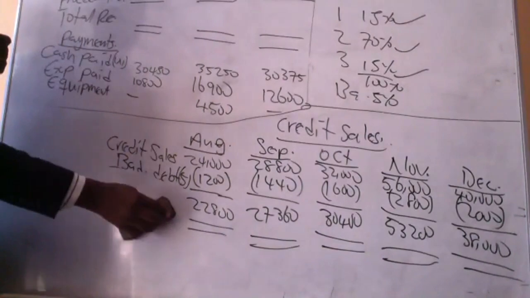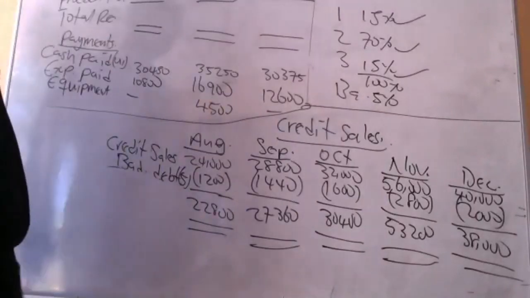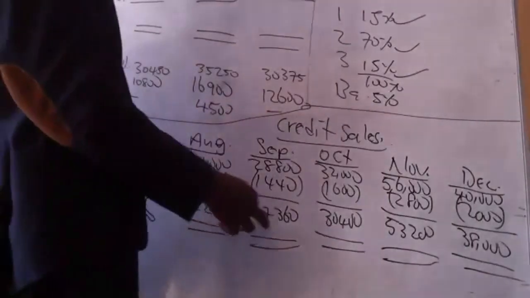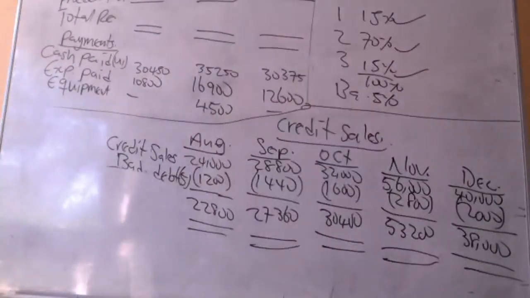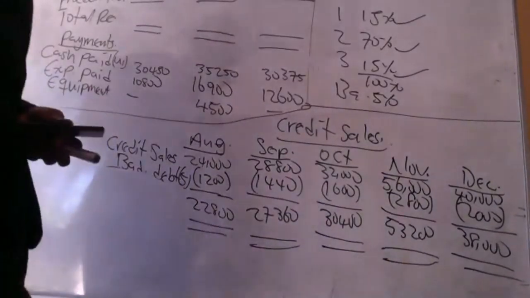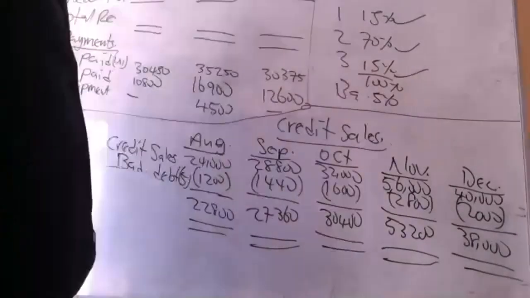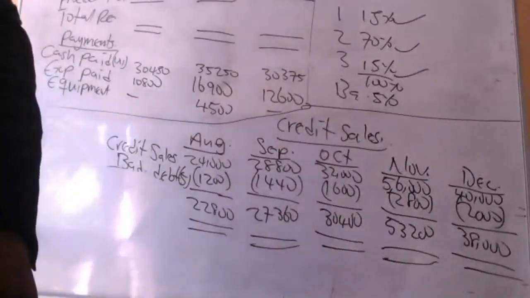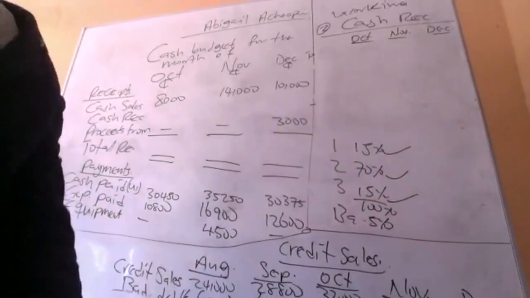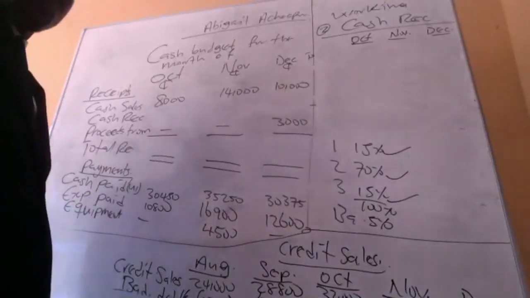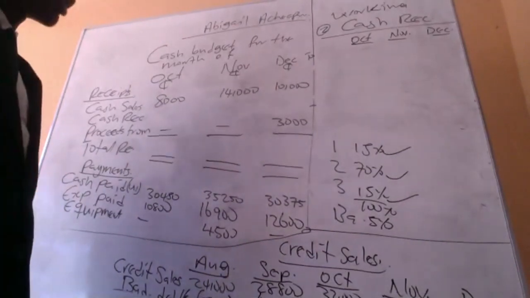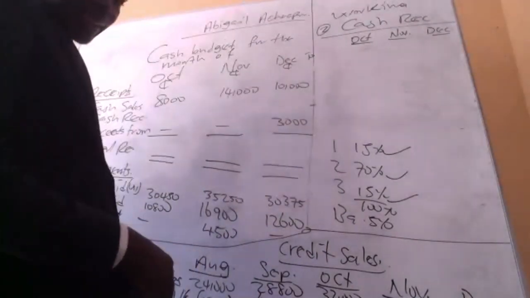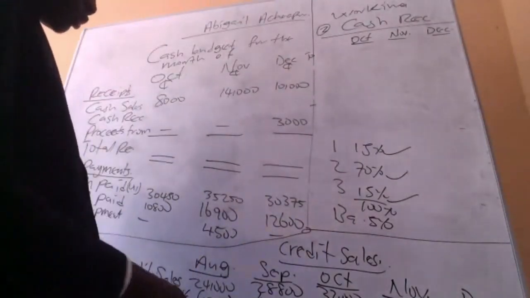Now copy this section for me. Copy just this section, because I will be needing it for the main calculation at the top. So that is one. Now let's go up and get the cash received from the credit customers. You start with the August credit sales.